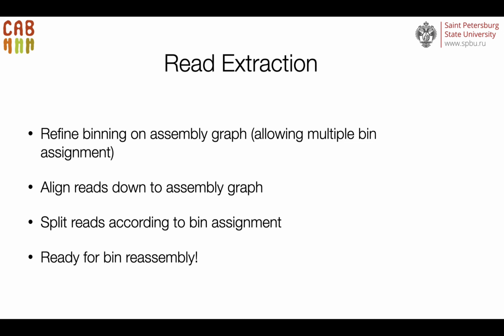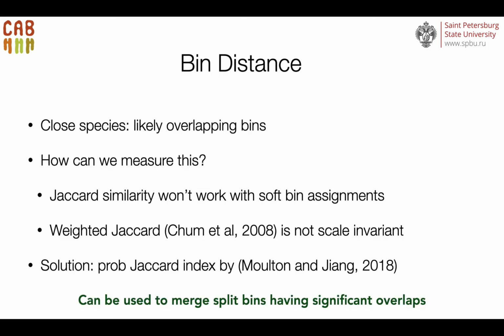So it splits the reads into separate bins according to the bin assignment, so the reads are ready for possible reassembly. What is also interesting here is the possible overlap between bins. Close species likely have overlapping bins, and it might be important to detect this properly. So the question is how to measure this. Unfortunately, Jaccard similarity won't work because we have soft bin assignments, and what we use here is the special probability Jaccard index recently proposed by Moulton and colleagues.